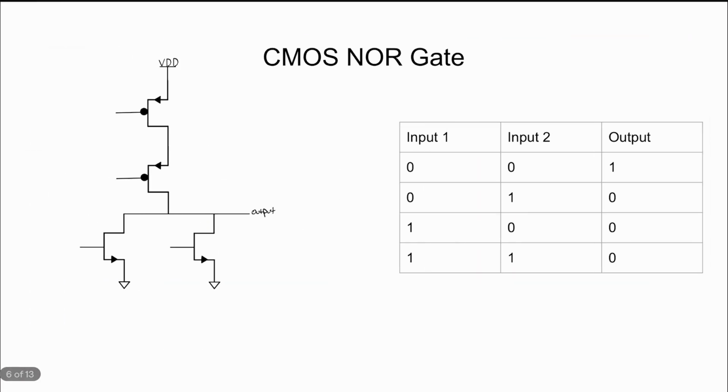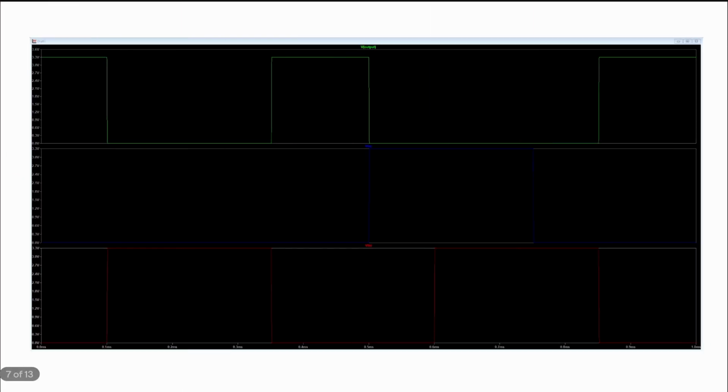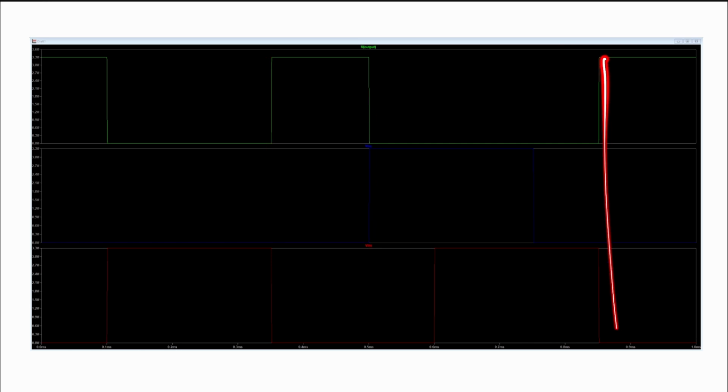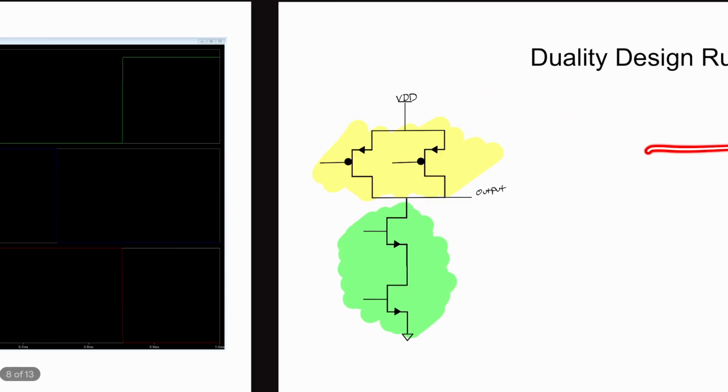So if we go back to our truth table, you'll see the output is 1 only if both inputs are 0. And if we look at these waveforms here, they exhibit exactly that. Our output is only 1 when both input A and B are 0. And you'll notice as soon as this input goes high, our output goes low. And you can see that repeated here once more, and lastly at the right side of the screenshot.